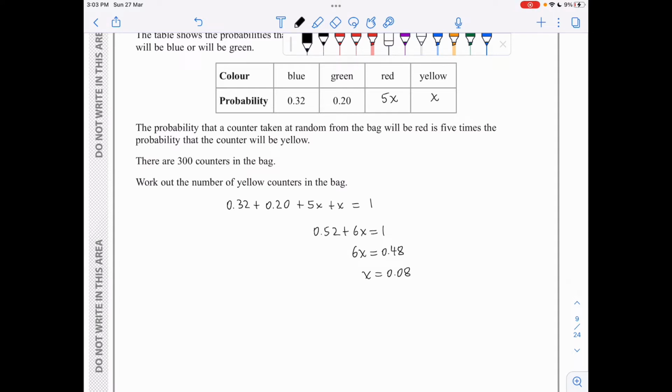In other words, if I think of this as percentages, 32% of the counters are blue, 20% of the counters are green, 8% of the counters are yellow. So if I multiply the proportion of yellow counters by the total number of counters, I will find the actual number of yellow counters, which is 24.